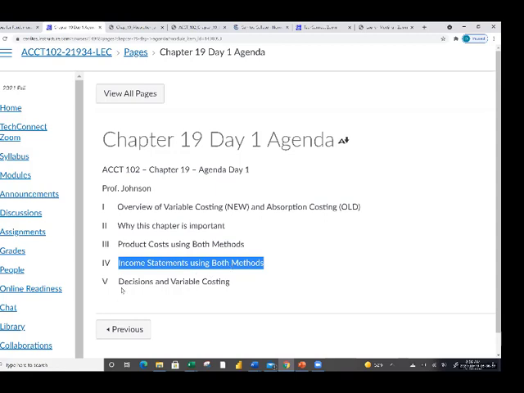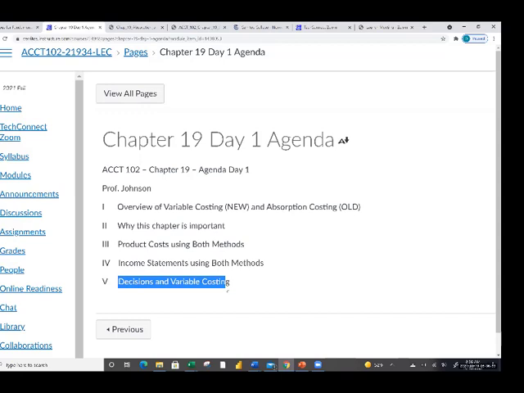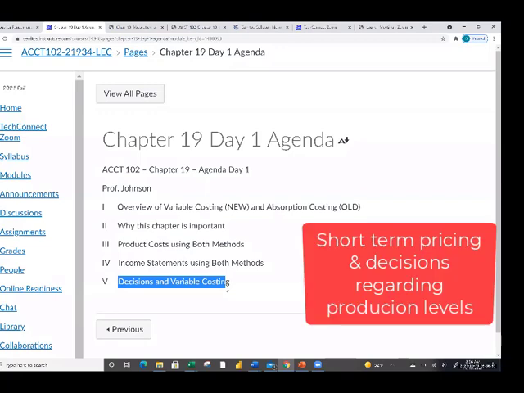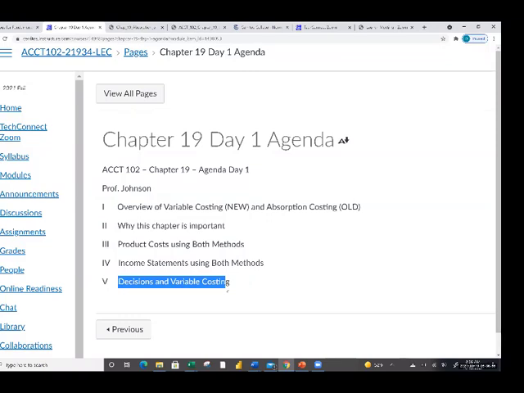And then we'll talk about some decisions and why variable costing shines on some of these decisions related to typically special pricing models, and also what I just mentioned, preventing the overproduction of products just so that managers can gain a profit sharing bonus. You'll see more of that next time. So that's where we're headed. Any questions on either the schedule or the agenda for today?